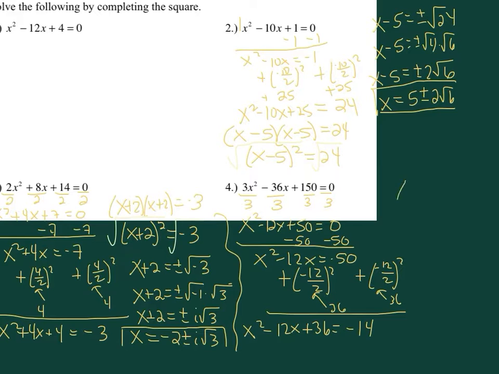We're going to factor the x squared minus 12x plus 36 into x minus 6 quantity squared equals negative 14, so that we've successfully completed the square. Now we solve via square roots. We take the square root of both sides. So x minus 6 equals plus or minus the square root of negative 14.